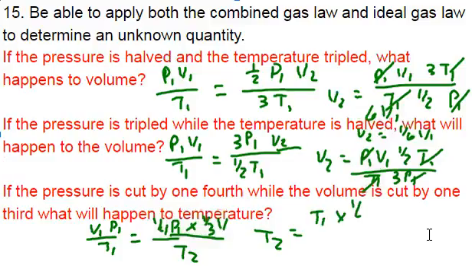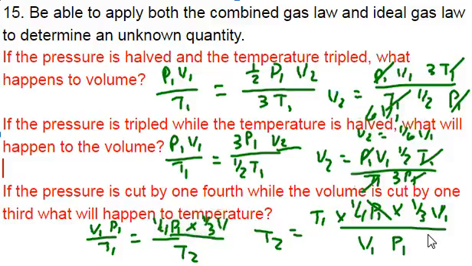T1 times 1/4 P1 times 1/3 V1 over V1 times P1. So these two variables both go away, and I am left with T2 being equal to 1/12 of what T1 was. So it decreases by a factor of 12.